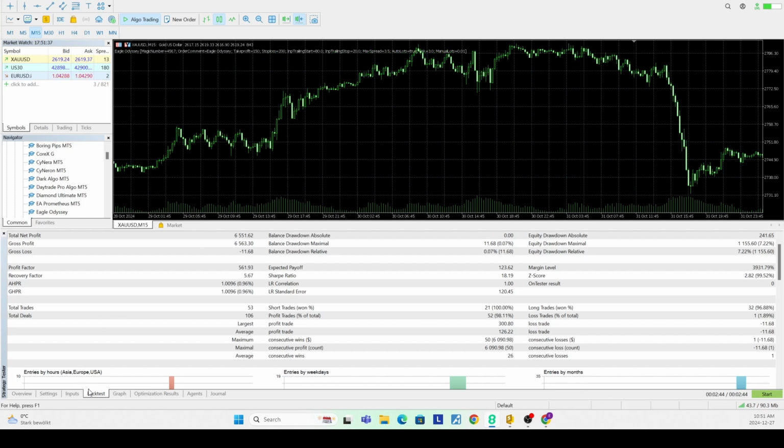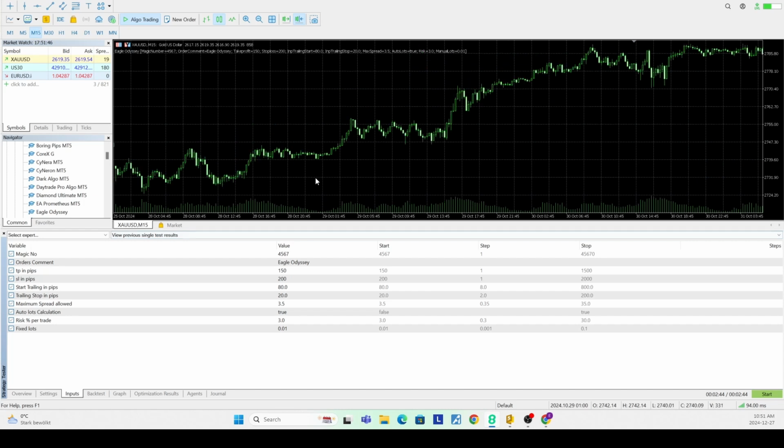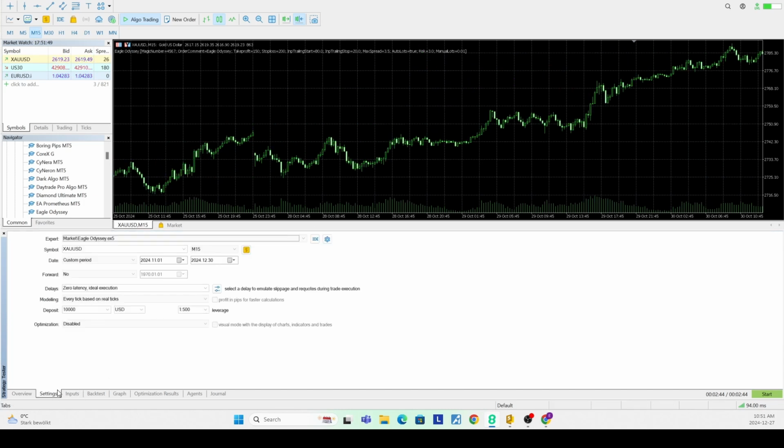And maybe just to run a quick visual backtest here, but first we can go into the inputs tab, and we're seeing that it uses a trailing stop loss, which would make sense for a type of gold system like this. And let us quickly run a visual backtest.